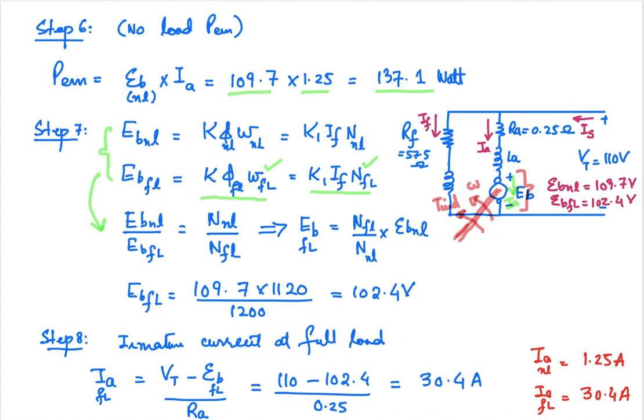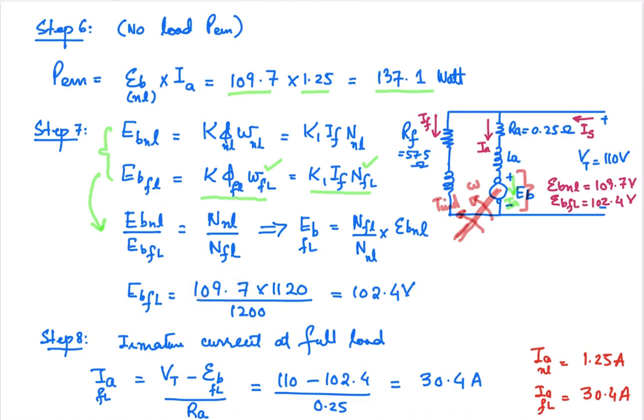So if you know the information of this equation, that is, you know the no load back EMF and the no load speed of your machine, and you know the full load speed, so any three parameters which are known, you can find out the fourth one. So we are basically interested in calculating the back EMF at full load, and that will be given by this ratio of the speeds, full load and no load, into the back EMF at no load. We have calculated the back EMF at no load, that is 109.7 volt.